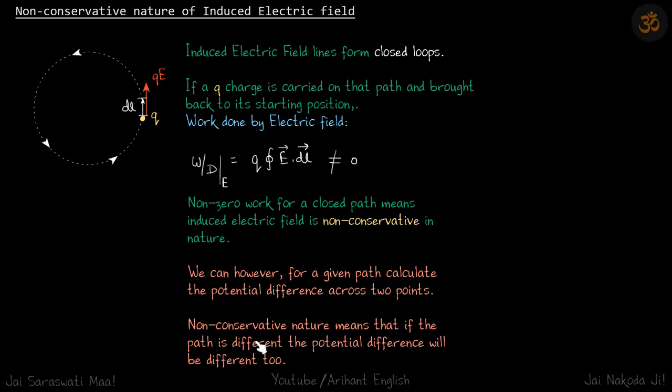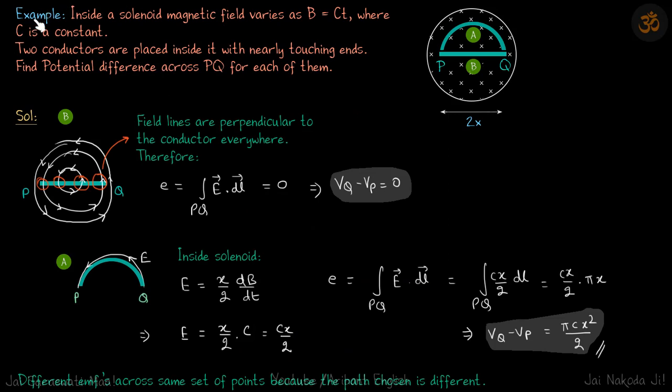Let us understand this more clearly with an example. In this example, inside a solenoid, magnetic field varies as B is equal to Ct. So this is a time varying magnetic field where C is a constant. Now 2 conductors are placed inside it with nearly touching ends. Find potential difference across PQ for each of them. So these are the 2 conductors. One is along the straight line, and another is a semicircular arc. We need to find the potential difference at the end of each of these 2 conductors.